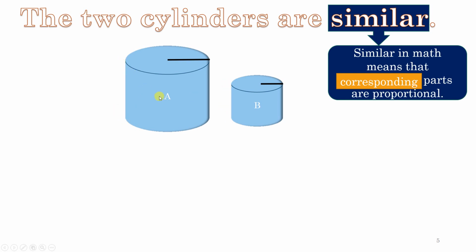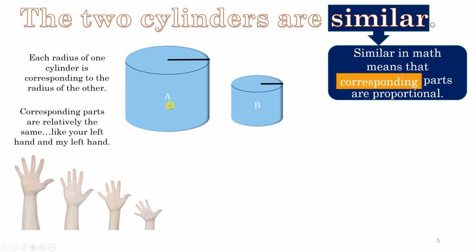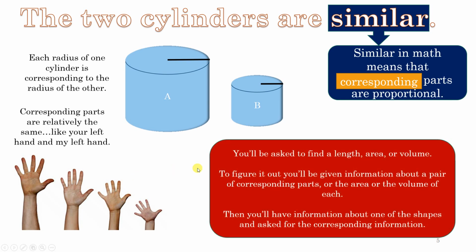The area of cylinder A is going to correspond to the area of cylinder B. The volume of cylinder B is going to correspond to the volume of cylinder A. So corresponding means same relative location. It'd be like your left hand compared to my left hand, even though it says left hand and these are probably right hands. Either way, you get the idea. Same relative location.